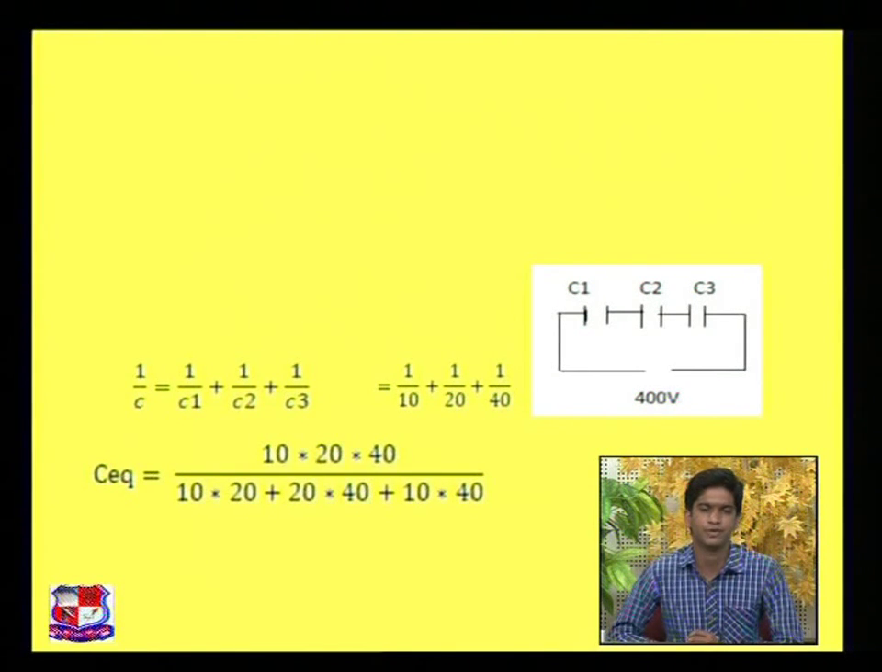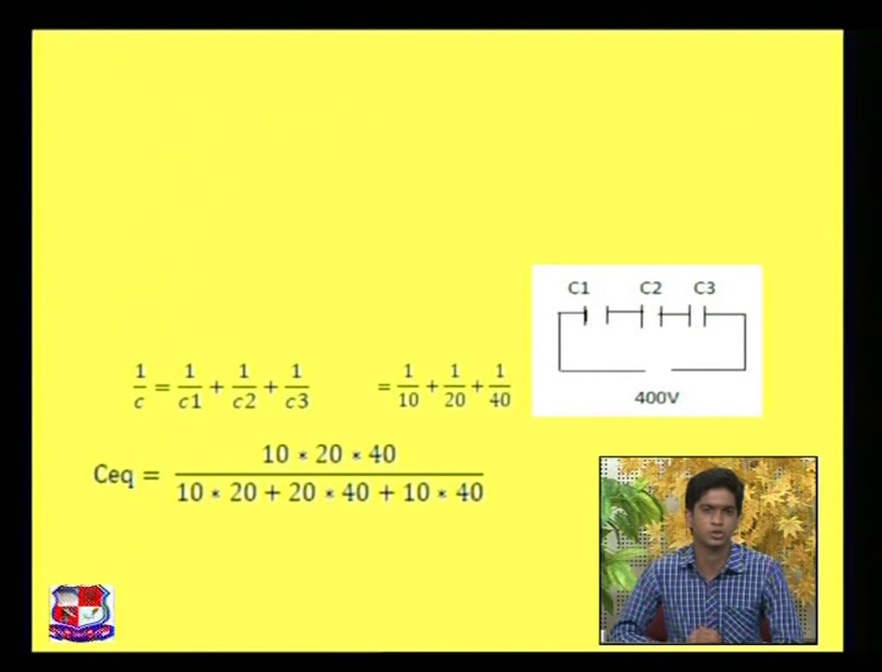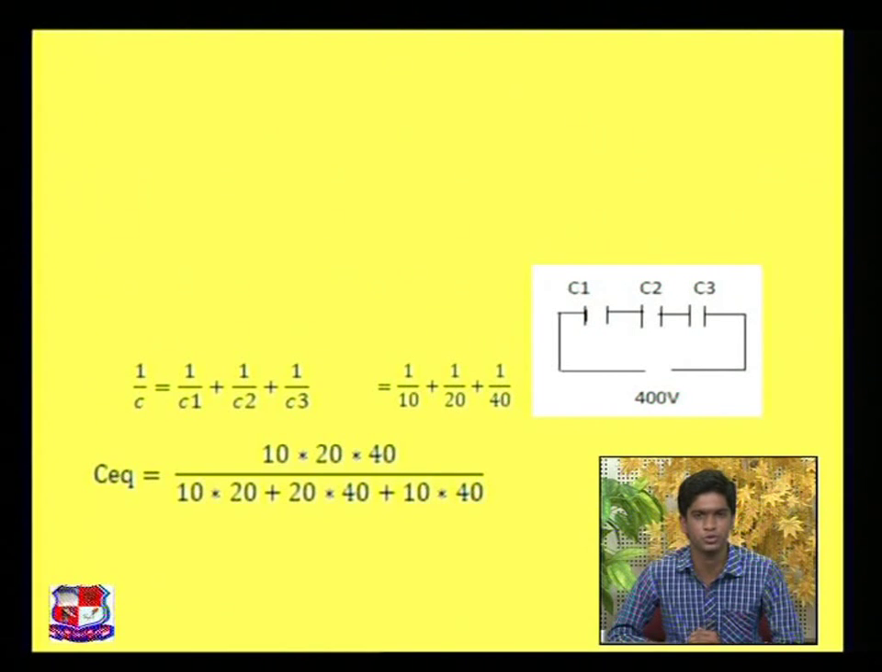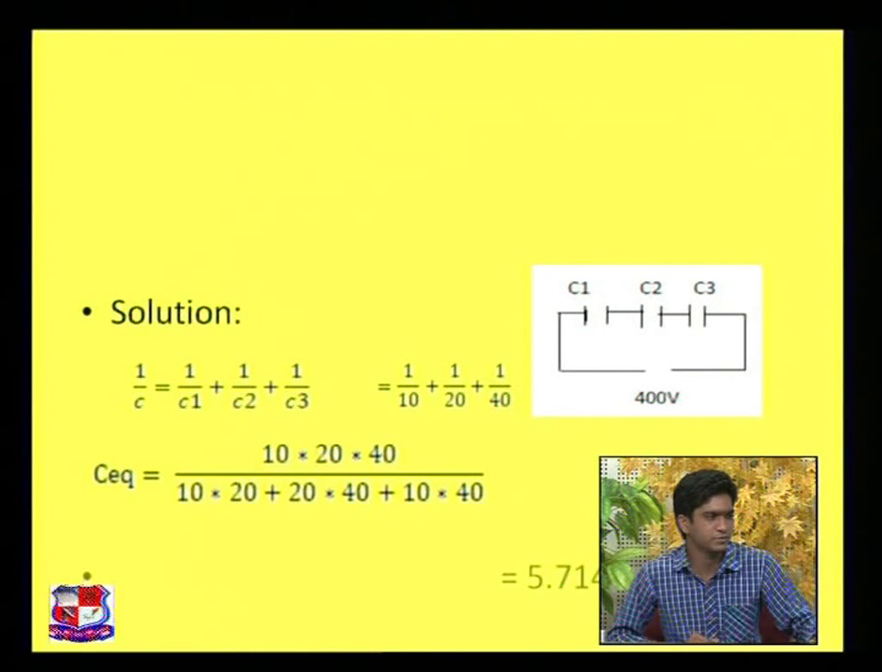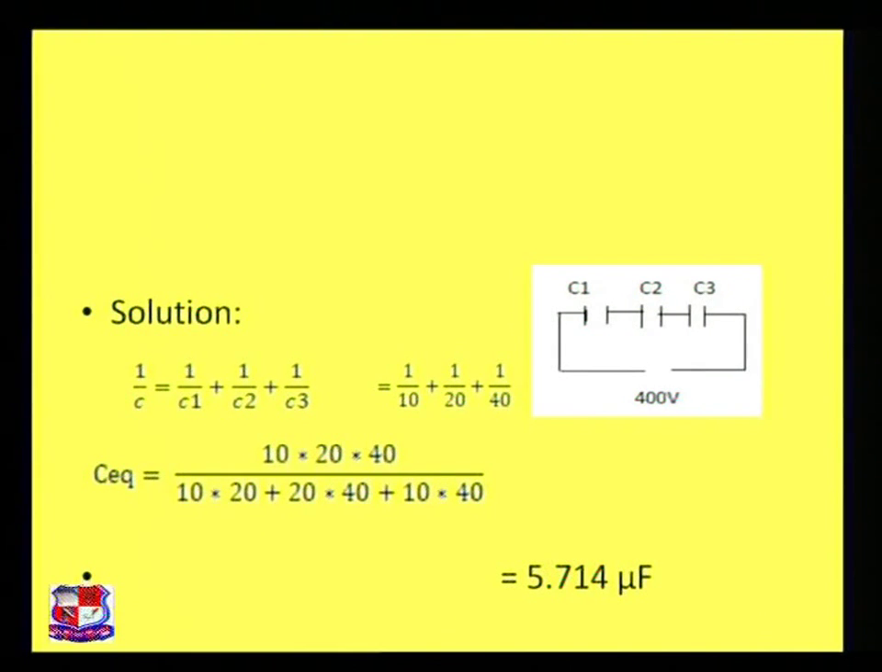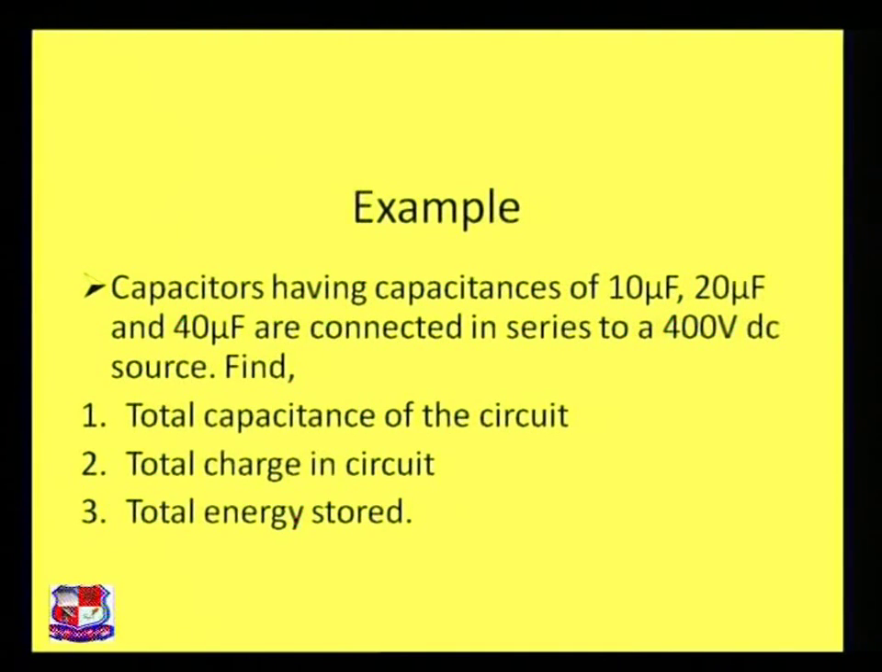After simplifying that, we can say that C equivalent is equal to 10 into 20 into 40 by 10 into 20 plus 20 into 40 plus 10 into 40. It means the equivalent C is equal to C1 into C2 into C3 by C1 into C2 plus C2 into C3 plus C1 into C3. So finally we found the equivalent capacitance as 5.714 microfarads. So our first aim is done, the total capacitance of the circuit.